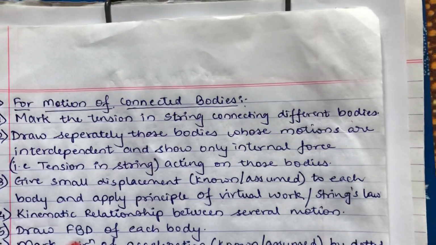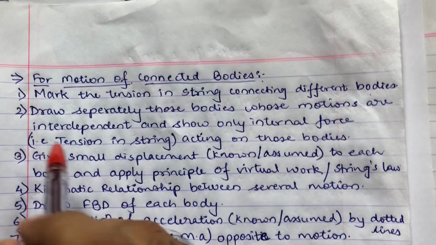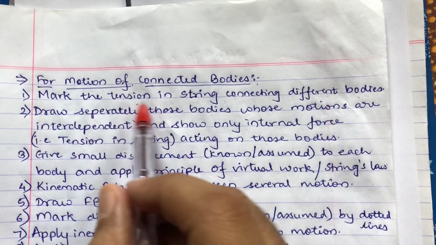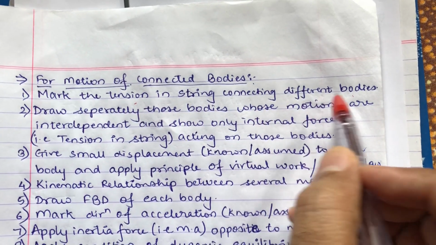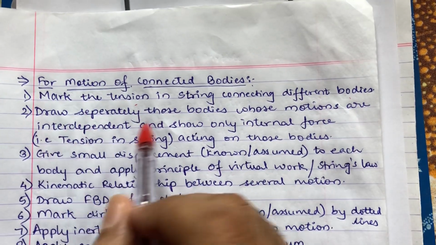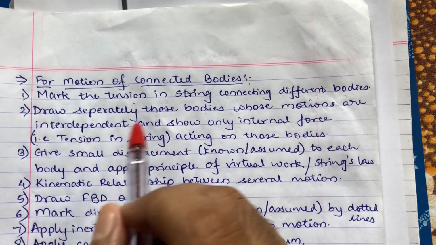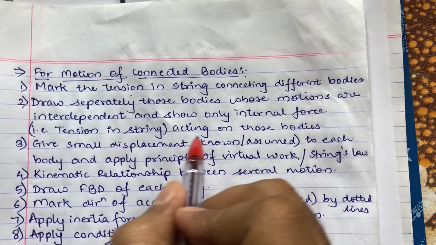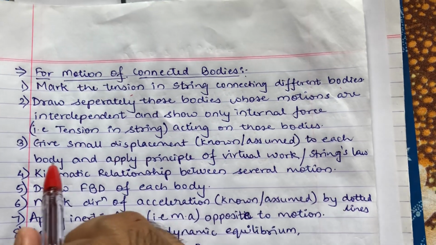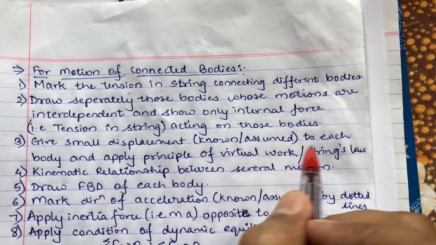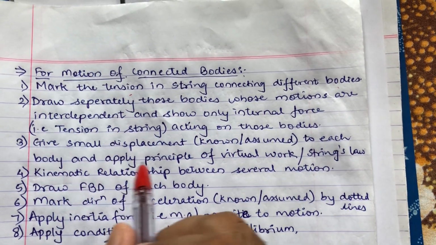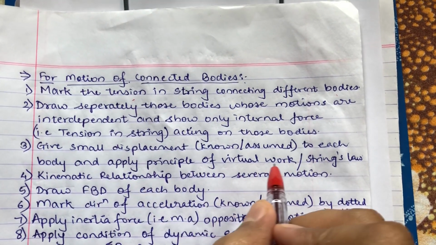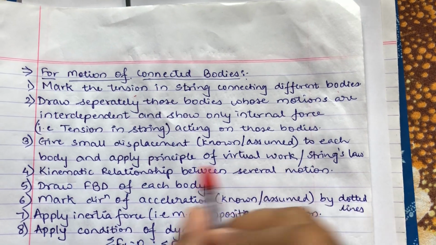Now we'll see the second type of a motion. Second type of motion here is for motion of connected bodies. So if we'll talk about the motion of connected bodies, the very first is mark the tension in the string connecting different bodies. Draw separately those bodies whose motions are interdependent and show only internal force. That is tension in the string acting on those bodies. Give small displacement known or assumed to each body and apply principle of virtual work / strings law. What is principle of virtual work? We'll see it in another video.